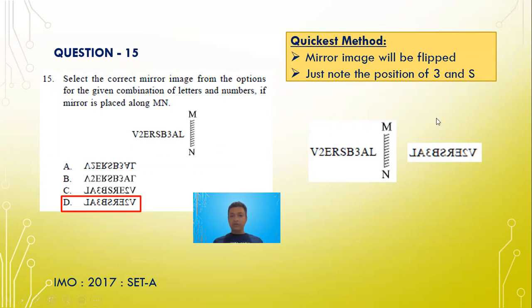You just have to notice the pattern of 3 and S. So if 3 is here, it will look like this. And if S is like this, it will look like this. So again, just note the pattern of 3 and S, and then that's how you get the answer.